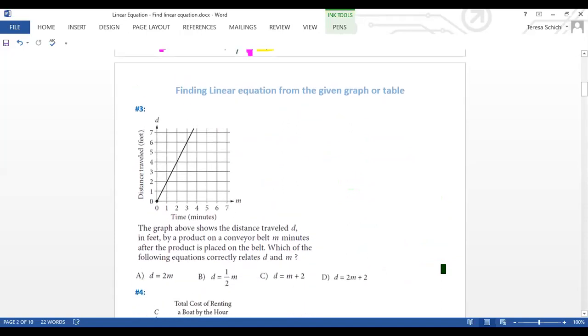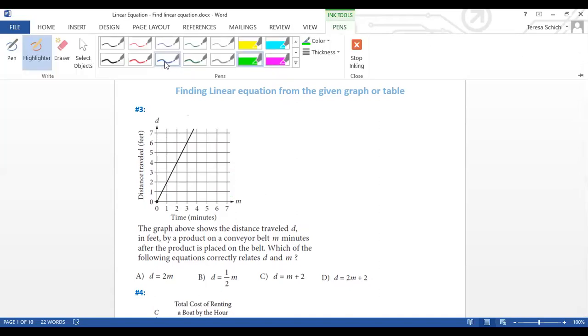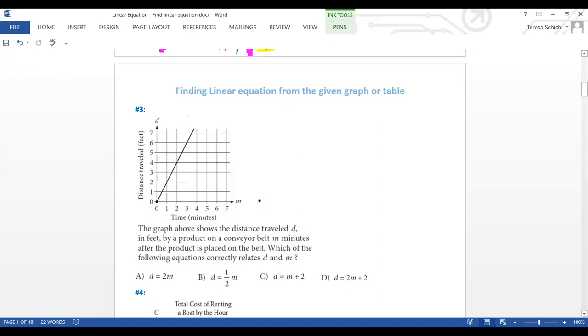Okay, so now the problem number 3 here, they say the graph above shows the distance traveled in feet by a product on a conveyor belt in minutes after the product is placed on the belt. Which of the following equations correctly relates D and M here? For this type of problem, the different variables confuse the students. Basically, m is your x, and this is your y, right? So the distance is dependent on how many minutes you travel here.